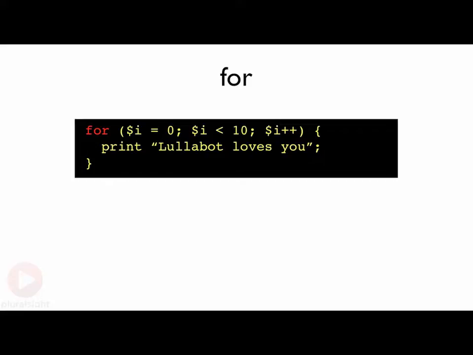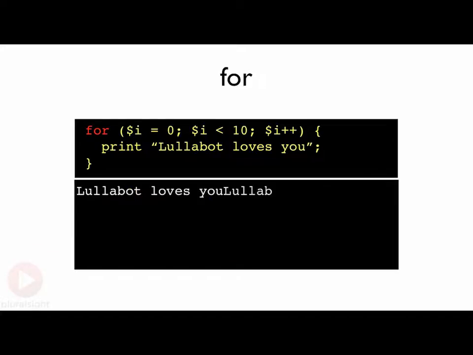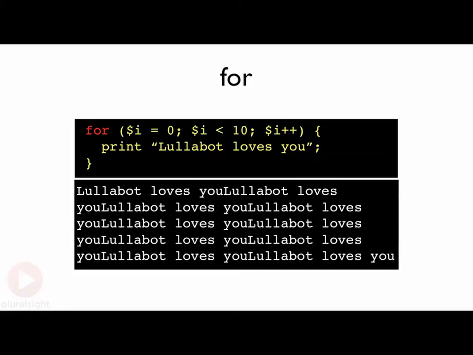This same structure has an alternate syntax known as a for loop. In for loops, we get a special sort of condition that has 3 parts separated by semicolons. The first is that initial condition, which is I equals 0, followed by the conditional, or the test to check to see if it's still true, followed by a statement to increment the counter generally. So this for loop functions in the exact same way as the previous while loop. Our I counter begins at 0, and each iteration through the loop is updated by 1 until it is equal to 10. So we get the exact same result. Lullabot loves you is printed 10 times.